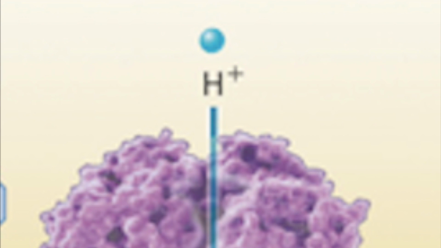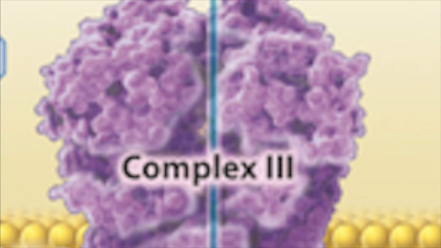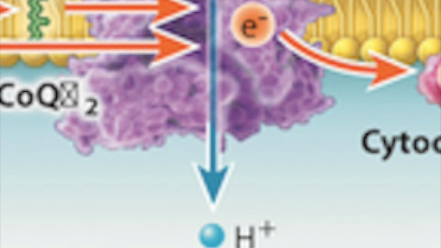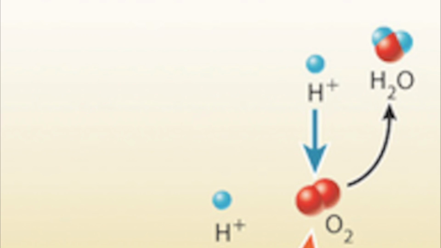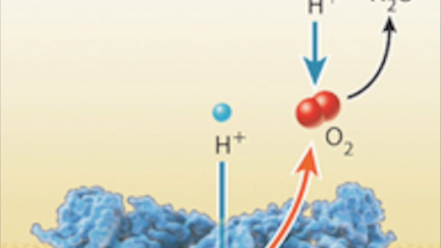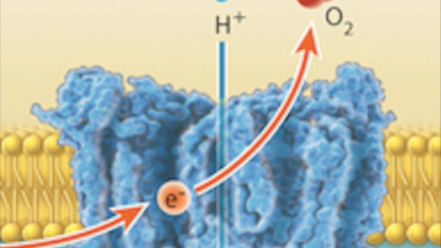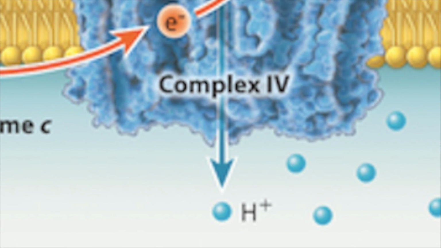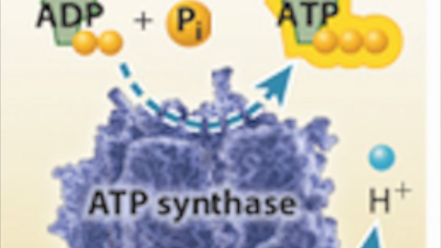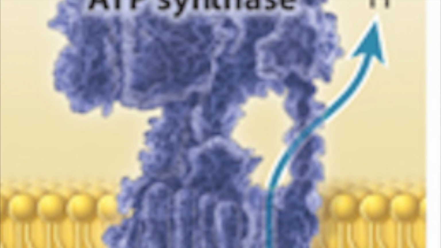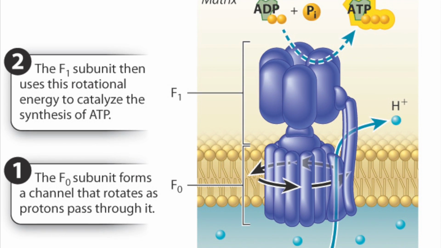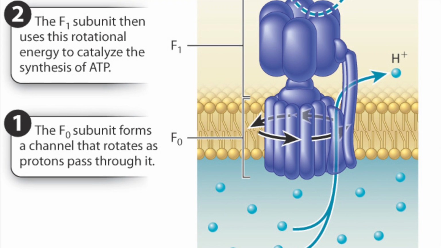The electrons continue through complex 3, where a hydrogen proton is pumped with the energy of the electrons. In complex 4, oxygen grabs the electrons along with the hydrogen to become H2O, and another H+ is pumped through. All of the hydrogen protons move from high concentration to low concentration through the ATP synthase, providing ATP synthase with the energy to add a phosphate to ADP to produce an ATP molecule.